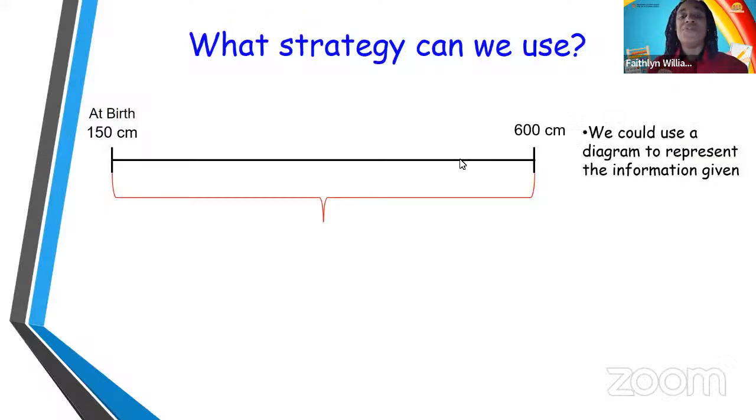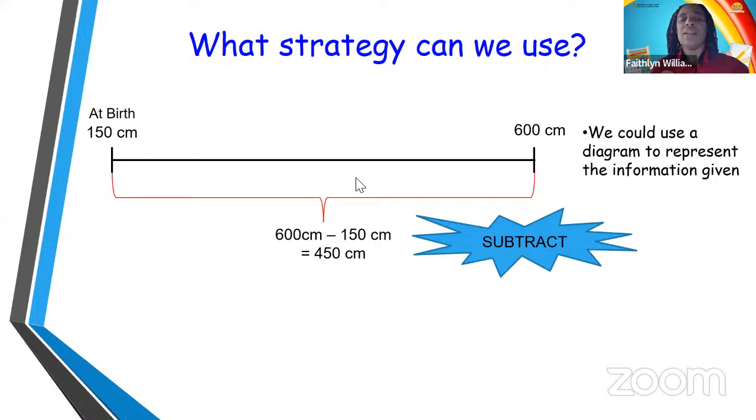Your children is, what is the difference between 150 and 600? So yes, you have your starting point, but what jump did you make? What jump did you make to get to actually the 600 centimeters? And so to find that out, you look at the difference and we subtract to get the difference.